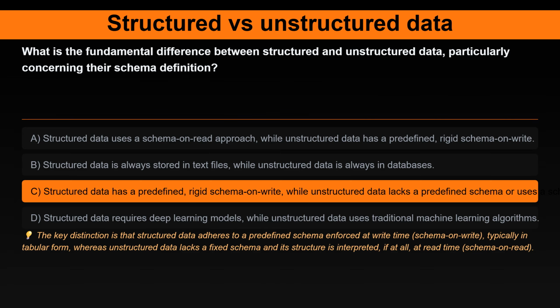The correct answer is structured data has a predefined, rigid schema-on-write, while unstructured data lacks a predefined schema or uses a schema-on-read approach. Here's the explanation. The key distinction is that structured data adheres to a predefined schema enforced at write time, schema-on-write, typically in tabular form, whereas unstructured data lacks a fixed schema and its structure is interpreted, if at all, at read time, schema-on-read.